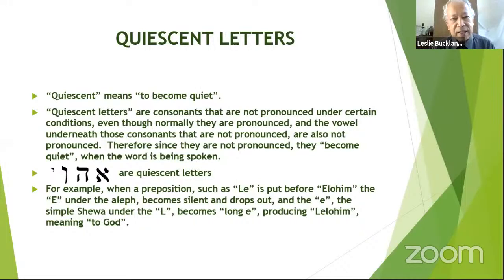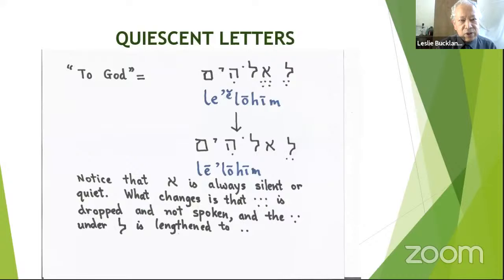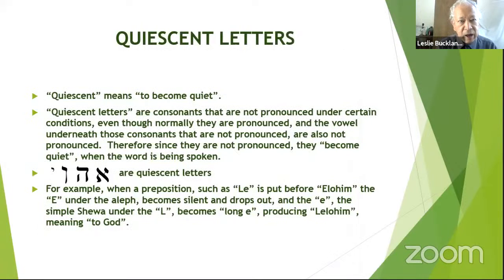If it is a quiescent letter, there are certain conditions in which the letter is going to become quiet, which means that you should not say the letter. You should not pronounce it. And we're going to learn what these letters are and when they become quiet. So quiescent letters are letters that are quiet. That is, they're not pronounced under certain conditions.